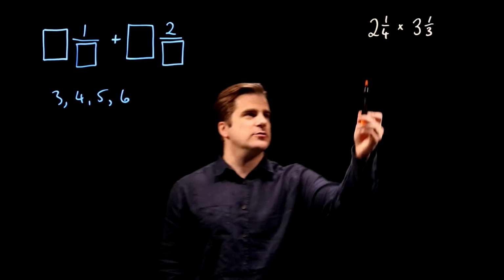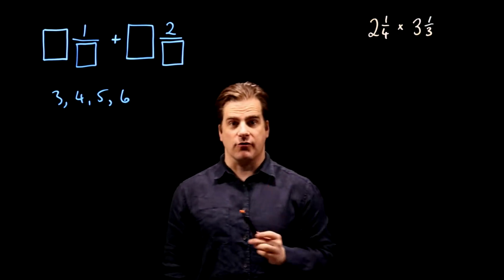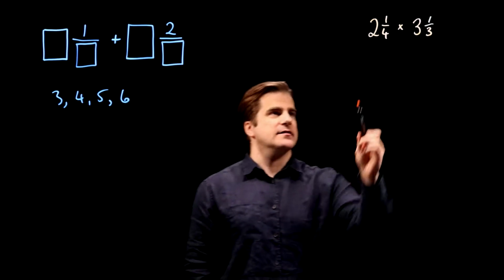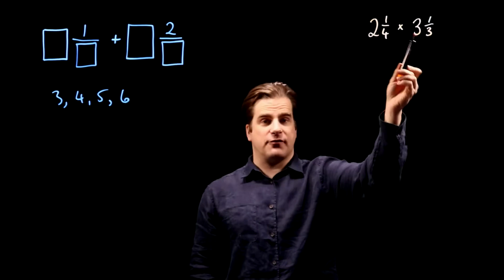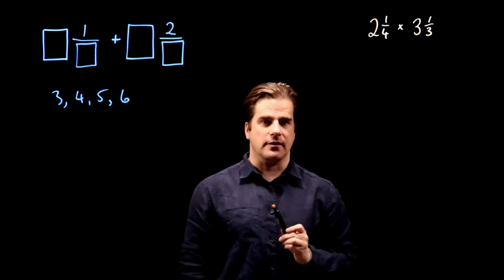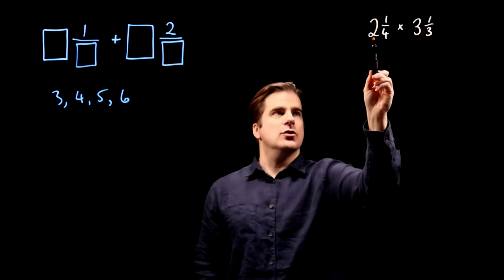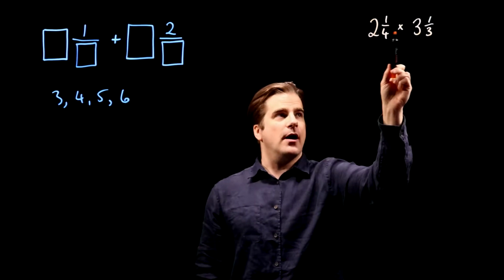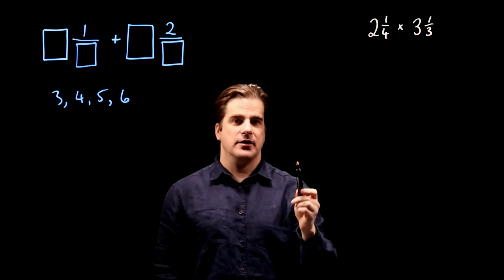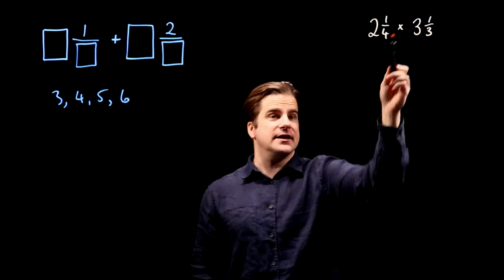Okay, we have to work out 2 1/4 times 3 1/3. Right, we've got two mixed fractions here and we're multiplying them. You're not allowed to break them up the way you can do if it's addition.